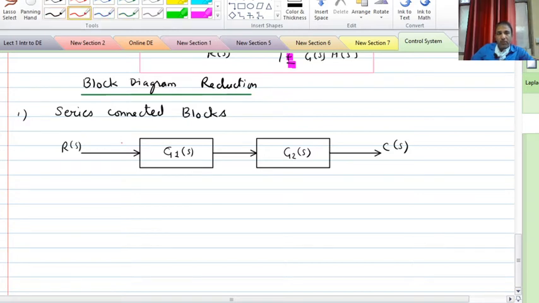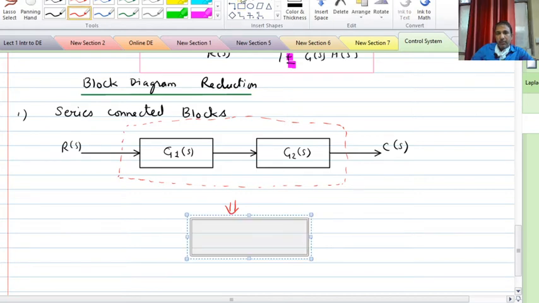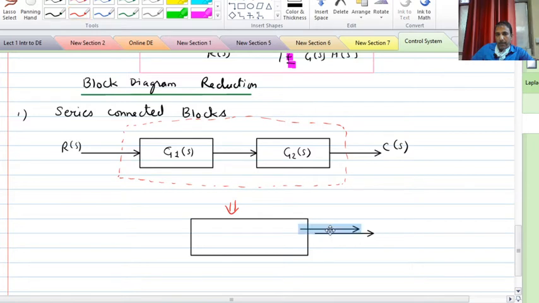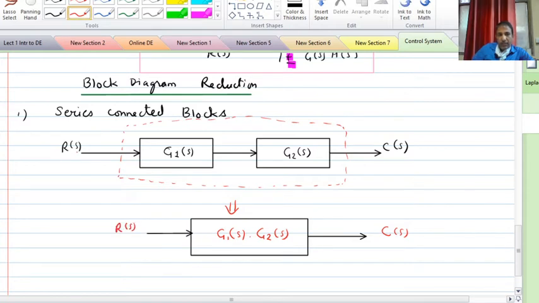Now if we enclose this system in a box, then we can represent this system like this: C of S. Here this is G1(s) multiplied by G2(s), and here this is R of S. These two are the same as R of S. So we can replace the combination of these two blocks with a single block, where the transfer functions of both blocks, block 1 and block 2, are multiplied.